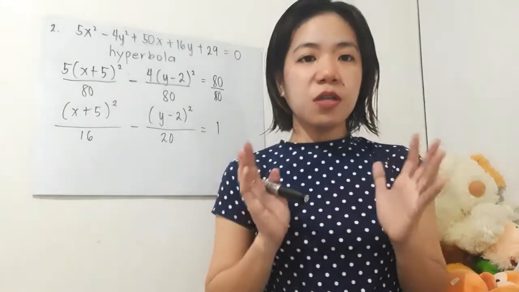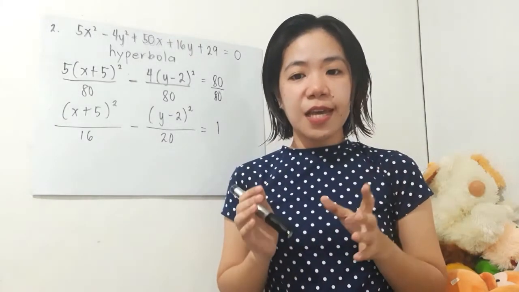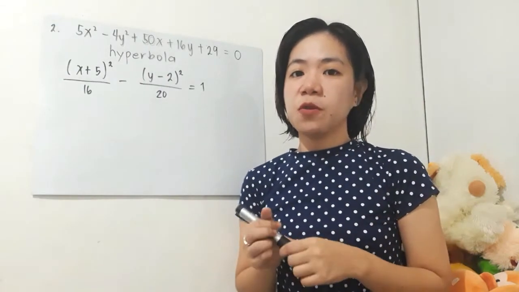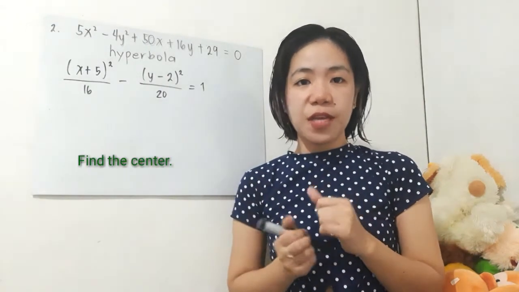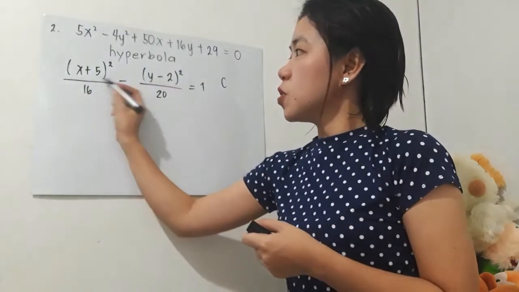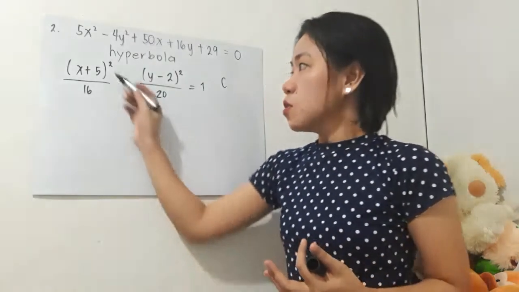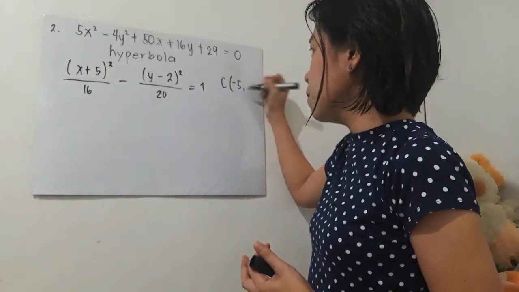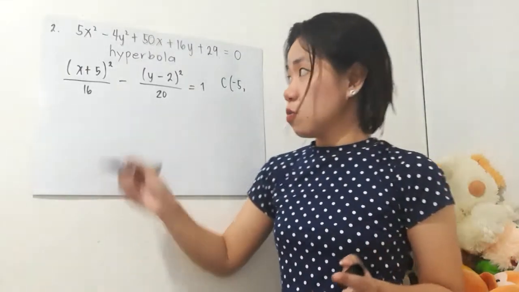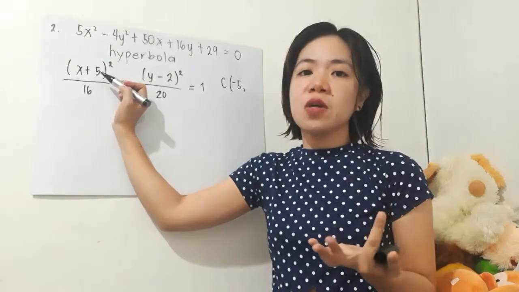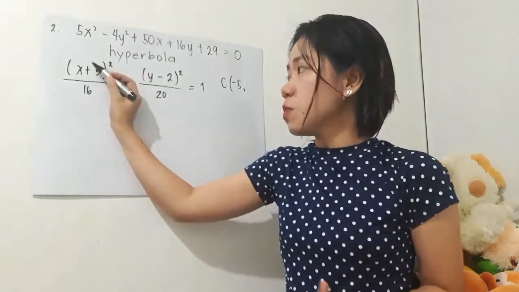This time we'll look for the vertices and the foci. So for us to find the vertices and the foci, we'll have to look first for the center of the hyperbola. And it's very easy because we can actually see it on the standard form. So h is here. You take the opposite sign, that will be negative 5. Why the opposite sign? Because remember, it's x minus h. So we'll have x minus negative 5 to get x plus 5.